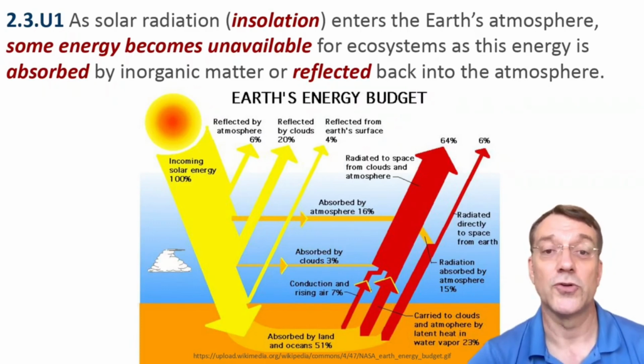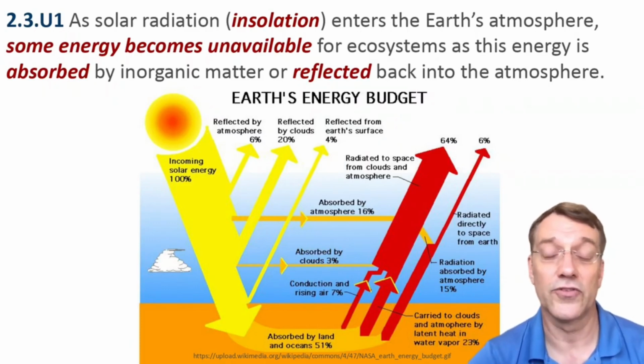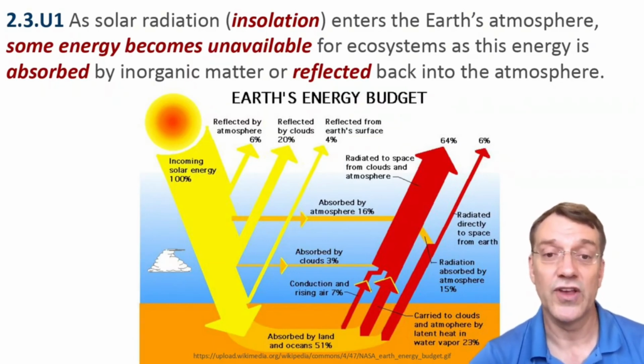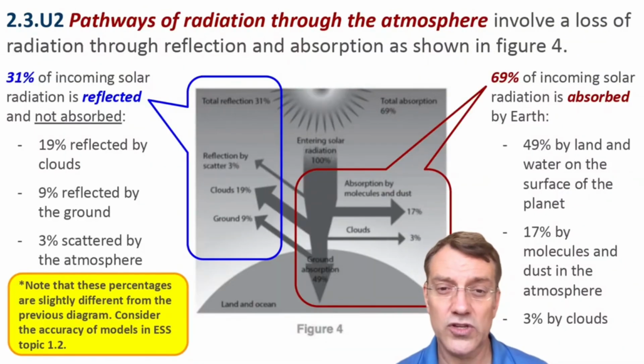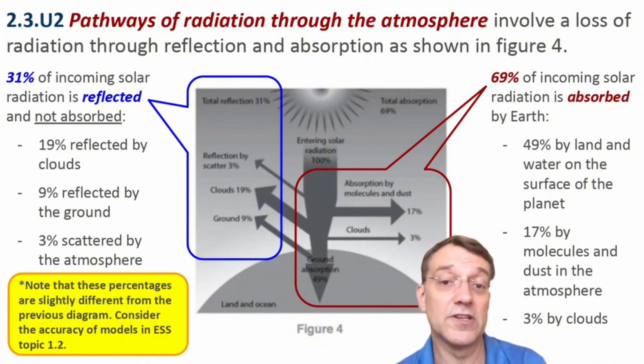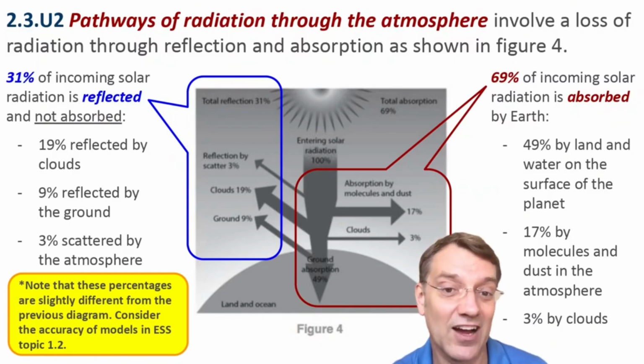This energy budget shows how incoming solar energy is reflected by the atmosphere, clouds, and Earth's surface, while the remainder is absorbed by land, oceans, and the atmosphere. Looking more closely at radiation pathways, we see that about 31% of incoming solar radiation is reflected and not absorbed at all, through processes like cloud reflection, ground reflection, and atmospheric scattering. The other 69% is absorbed by Earth through land, water, atmospheric molecules, and clouds.